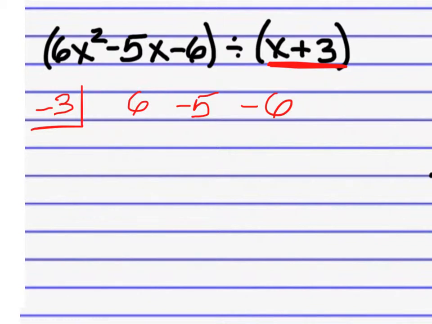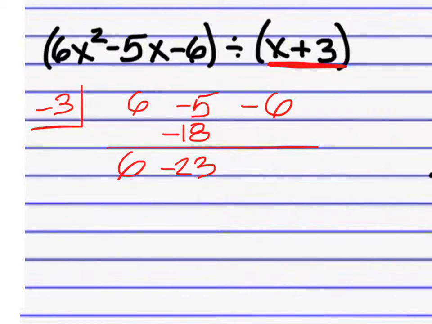Next up, just make a line underneath all of that. And your first move after that is to simply drop the coefficient that's the first one, 6. Now what you got to do is multiply that negative 3 by 6 to get a negative 18. And then add that column. Negative 5 plus negative 18 is a negative 23.